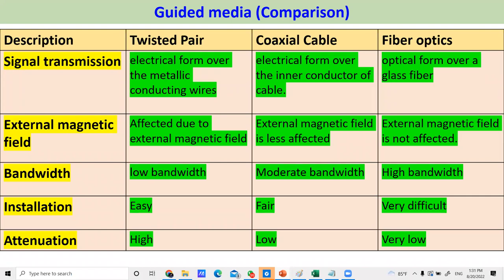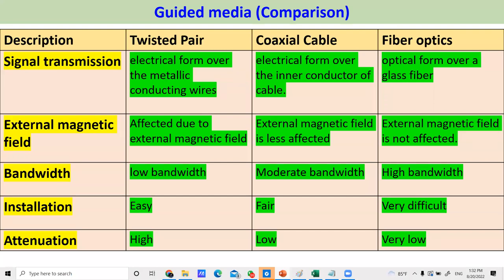If you consider twisted pair, the twisted pair lines are metallic conducting wire. That is the unit they are using to send data. Under coaxial cable, they are using the inner conductor to send the data from one location to another. When we did the lesson last time, I showed you some images also. Remember that part, those images, where the inner conductor is located? Signal transmission: coaxial cable uses inner conductors. Fiber optics use glass fiber. Through this glass fiber, they can send the data through the fiber optics cable. Remember this point, very important.